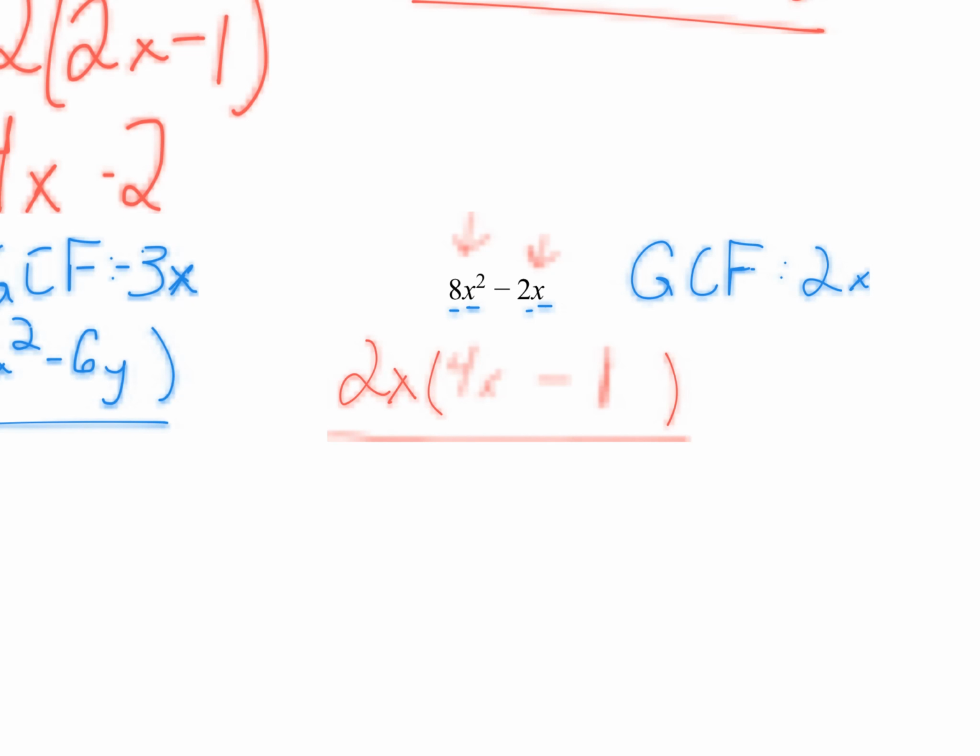So 2x is my GCF. Let's factor 2x or divide 2x out of 8x squared. I'm left with 4x. And 2x out of negative 2x, that's negative 1. A lot of people forget that, but don't put 0 here. 2x divided by 2x is actually 1. So 2x times 4x minus 1.